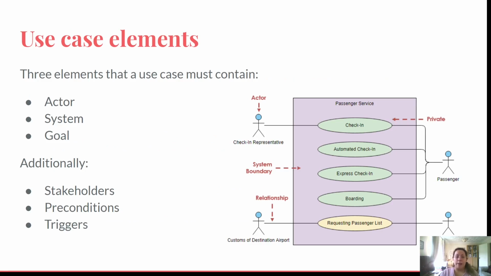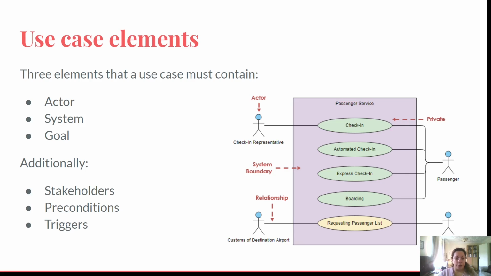There are usually three elements in a use case: an actor, the system, and the goal. An actor is a user. It's a person or a group of people that interacts with the process. The system is the actual process that is required to fulfill the goal, and the goal is the successful user outcome. There are some additional elements.